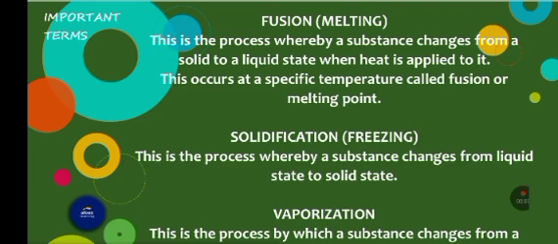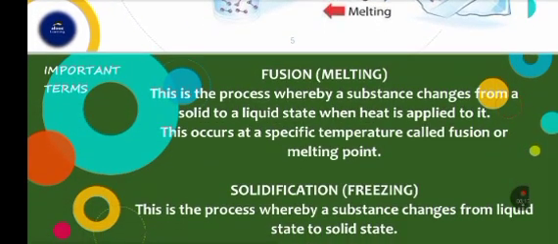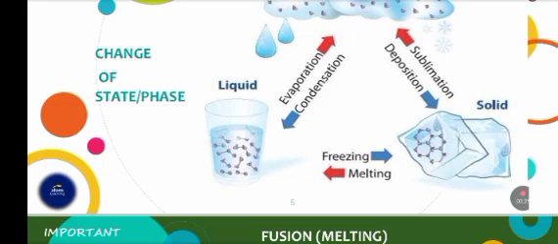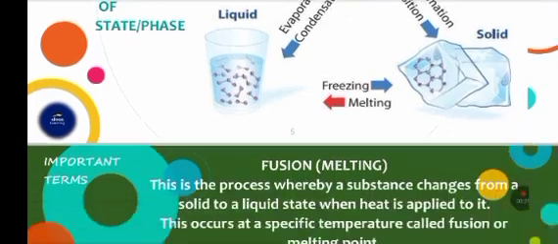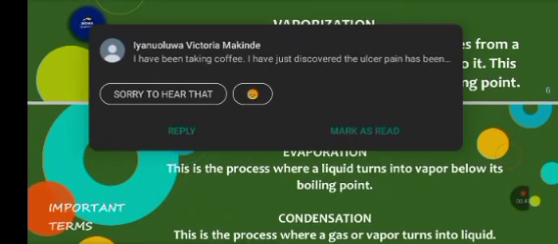So fusion or melting, as we saw above, occurs when solid changes back into liquid, and the temperature at which that happens is called the melting point. Secondly, we have solidification or freezing. As we can see here, freezing occurs as liquid changes into solid. Also, vaporization. This is the process by which a substance changes from a liquid to a gaseous state when heat is applied to it, and that temperature is called the boiling point.